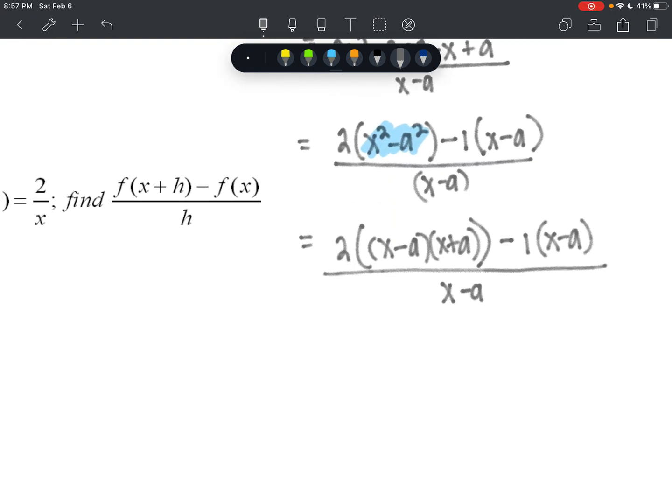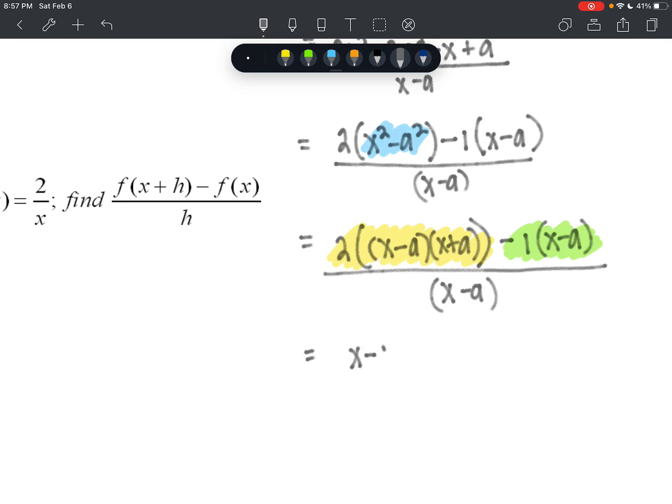This is why factoring is so important. Now, there's 2 terms here. This is all connected by multiplication. This is connected by multiplication. And I've got 2 different terms, and they both have an x minus a in common. This is factor by grouping. So I'm going to factor out that x minus a.